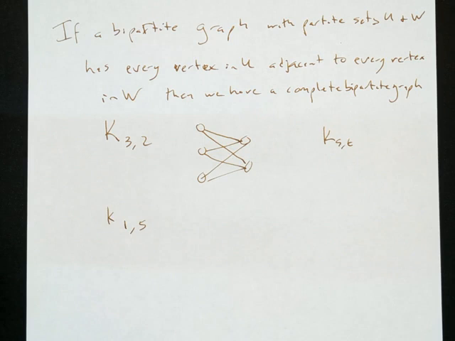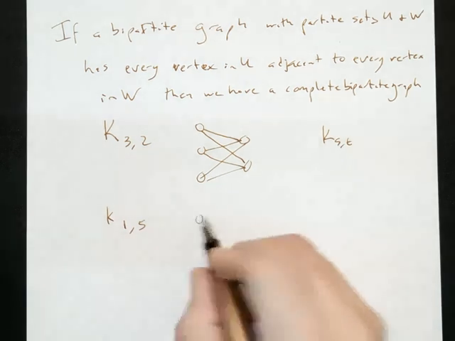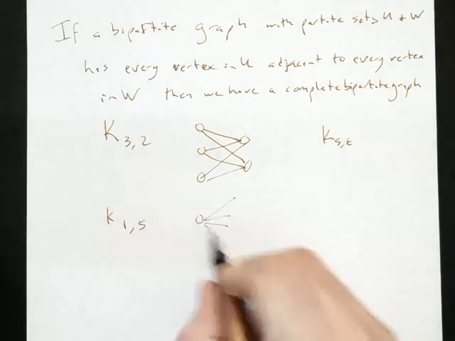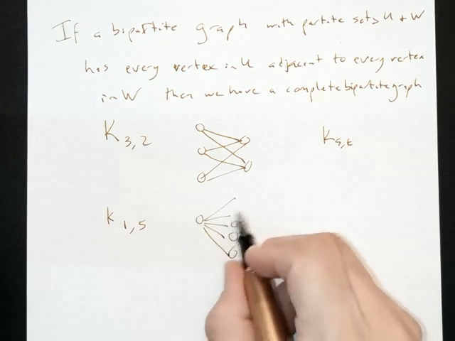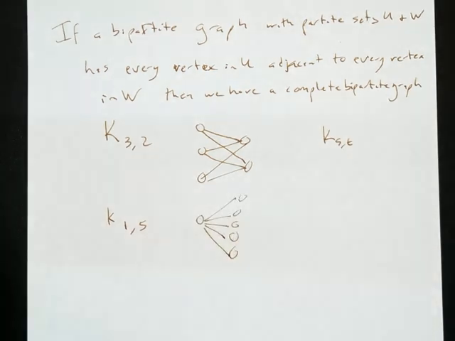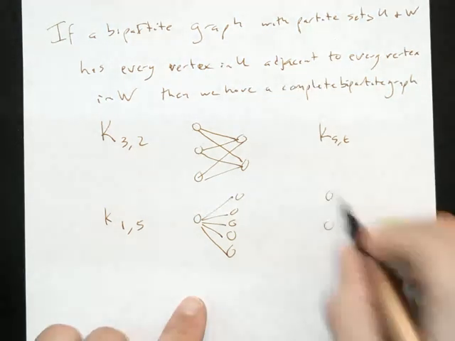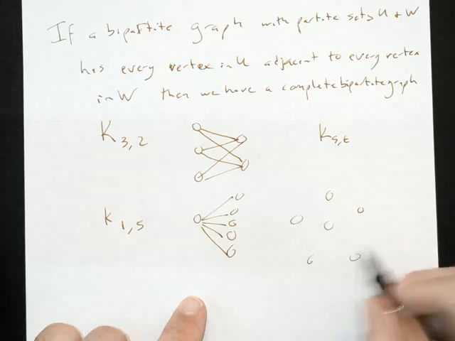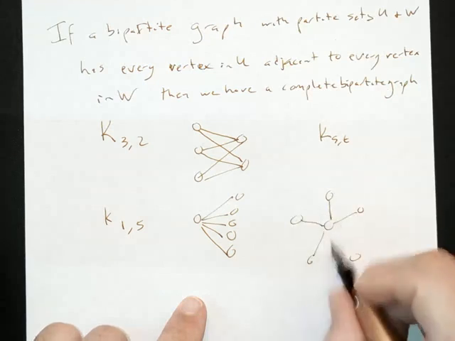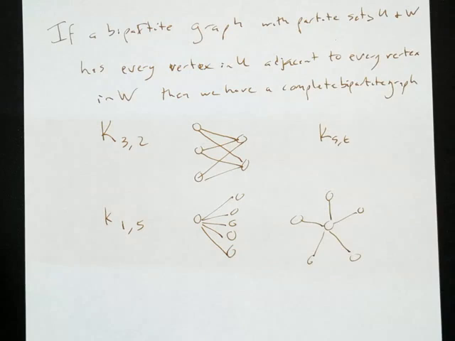Okay. But there's another vertex, right? There's 1 on one side and 5 on the other. Yes? But remember, the way in which I draw these doesn't really matter, does it? So I'm going to change this picture just a little. The 1 is in the middle and the 5 are around the outside. We're going to call this a star.